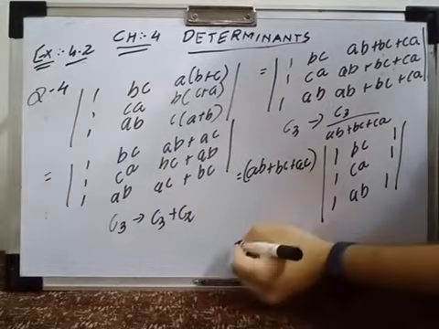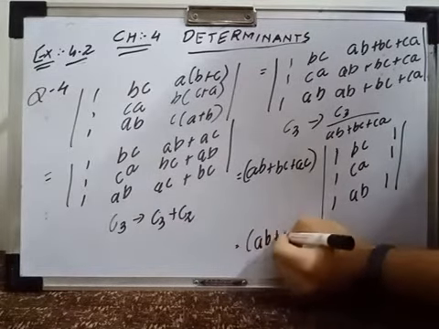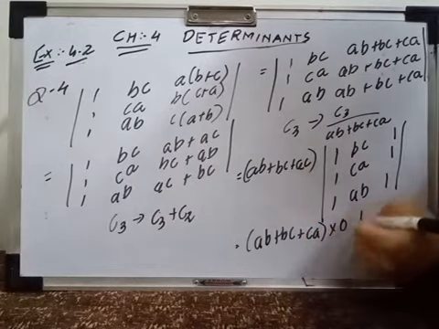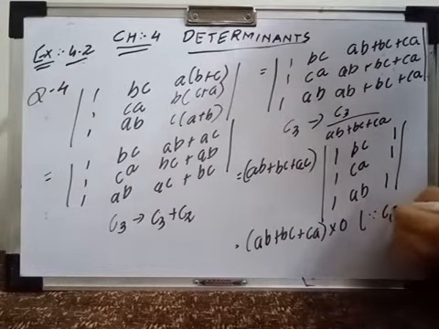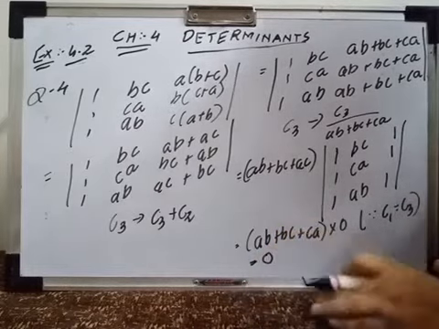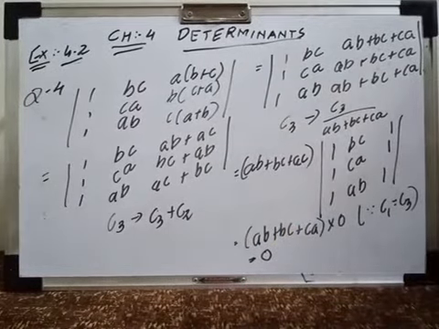And the value of this determinant is 0, as column 1 is equal to column 3. So 0 multiplied by anything is 0.